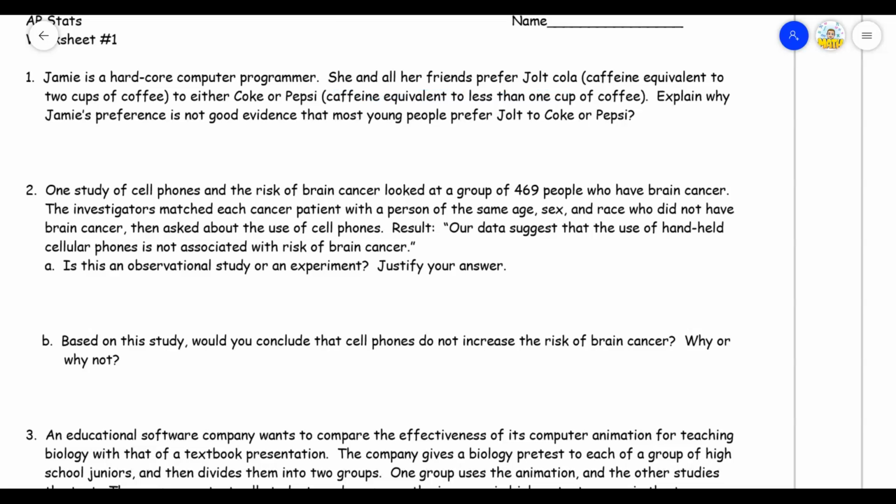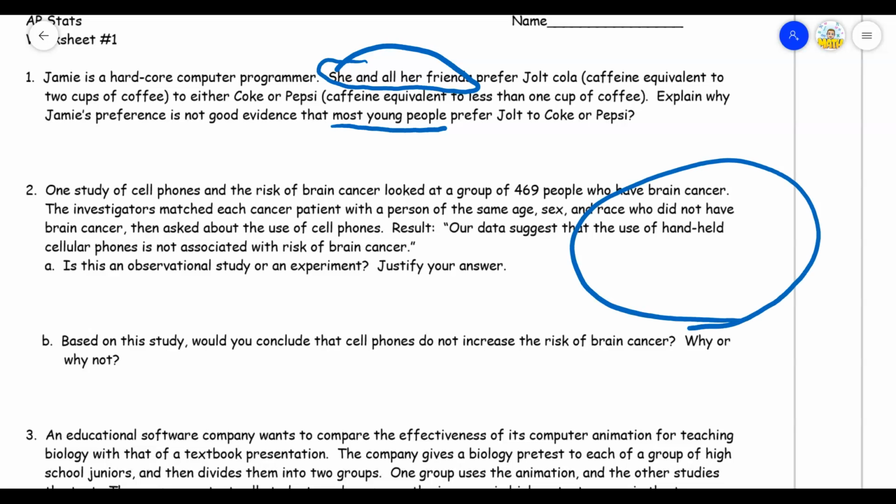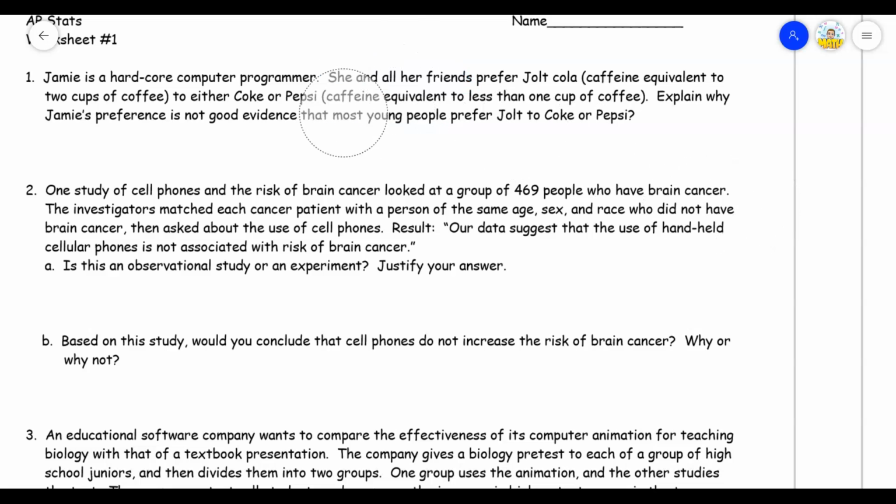So hopefully we said that Jamie and all her friends are not a representative sample of most young people. Since she's a computer programmer, she and her friends might have that interest in common and therefore have other things in common. If our population of interest is most or all young people, these programmers are not going to be representative of the whole population. What we would want to do is take a more random sample, a simple random sample if possible, to get a better representation of the population.